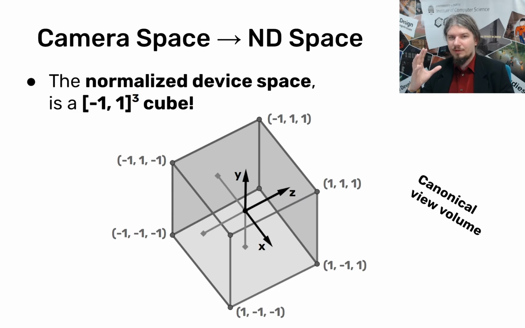The next space we're moving to is this normalized device space. This normalized device cube, this -1 to 1 cube. It's also called the canonical view volume. In the initial tasks that you did at the beginning of this course, the Hello OpenGL task, for example, you had this weird space where all the coordinates were from -1 to 1. So this is exactly that space, this canonical view volume.